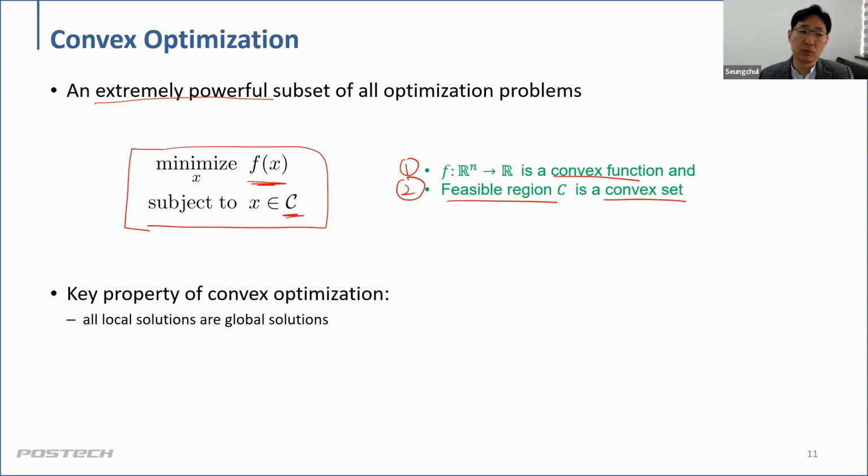The reason why we talk about convex optimization is that the key property is that all local solutions are global solutions. So say we find a solution to a convex optimization problem, it is guaranteed to be a global optimal solution, which is extremely useful. Okay, so let's move on to the definition of a convex function and the definition of a convex set.